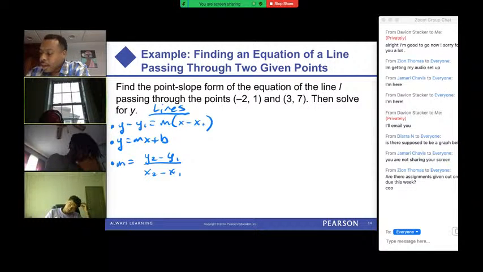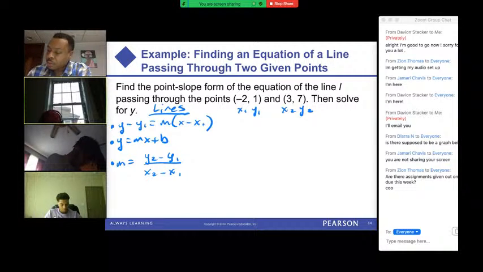Okay. I think the question wants us to start with the first one, but I'm going to use the second one. But in order to start with the second one, I need to find my slope. So let's go ahead and label these x1, y1, x2, y2. The main thing about the slope formula is that we need to be consistent. We don't really have to do the second point first. We can do the first point first. We just need to be consistent. So let me show you what I mean by that.